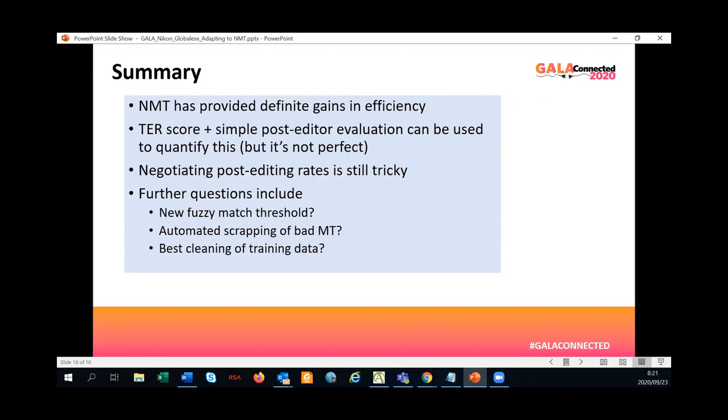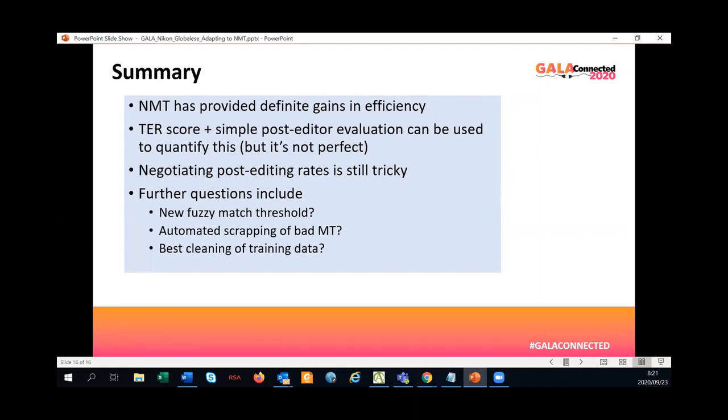But this does provide some evidence to where we can go to somebody and show that we're doing a lot less post-editing, and therefore maybe adjusting post-editing rates is appropriate. And then further questions we have going forward are, like I mentioned before, using a new fuzzy match threshold as the NMT quality gets better and better.